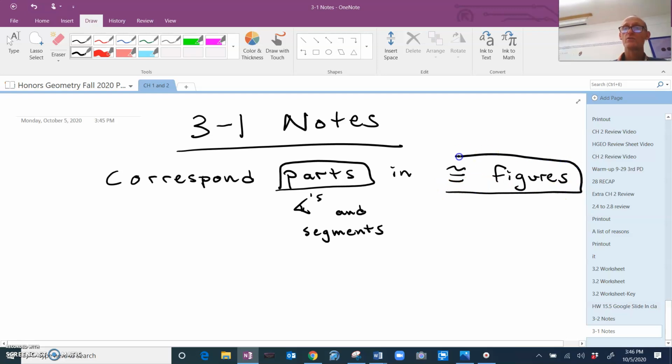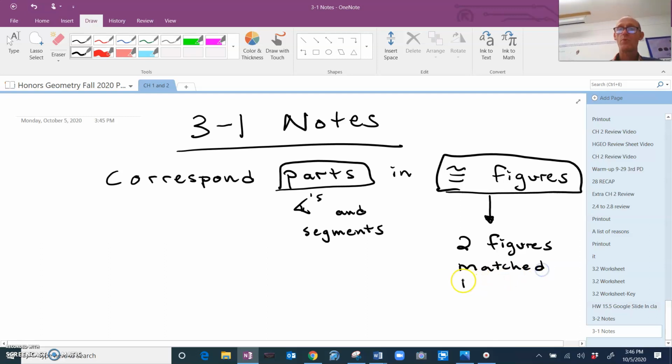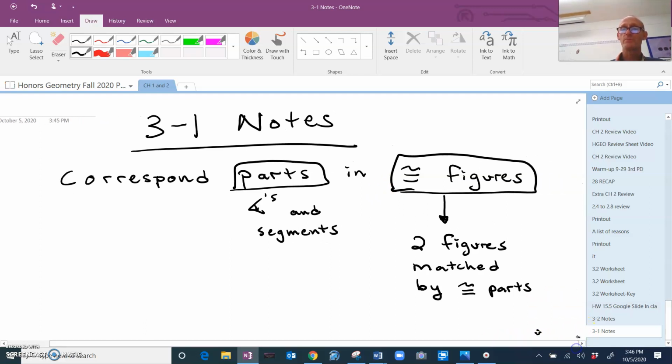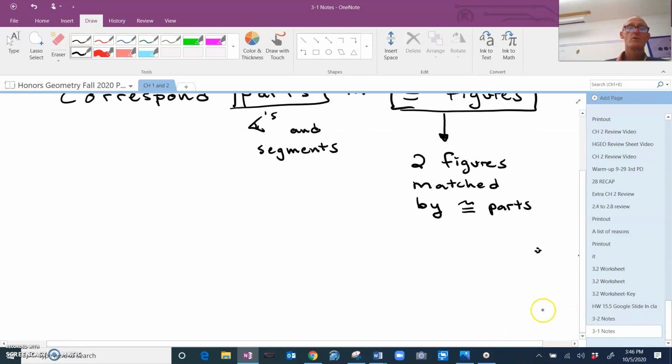Now, congruent figures, this is two figures. They could be triangles, polygons, two figures matched up, matched by congruent parts. So corresponding parts in congruent figures is what you want to do. Now, what I mean by that is you have to be able to understand that when you have a triangle.